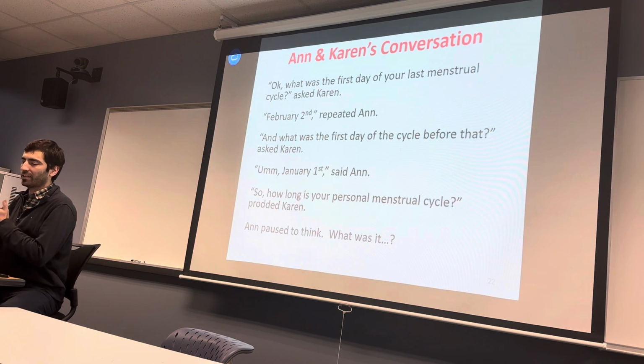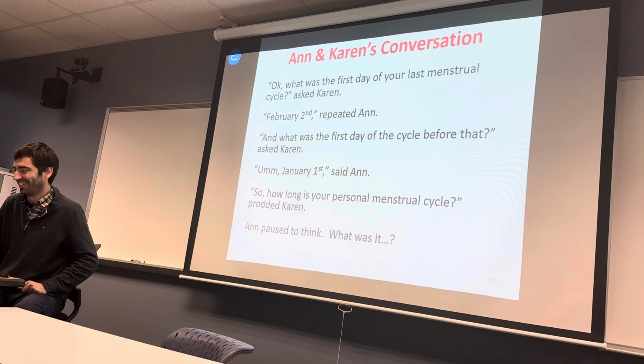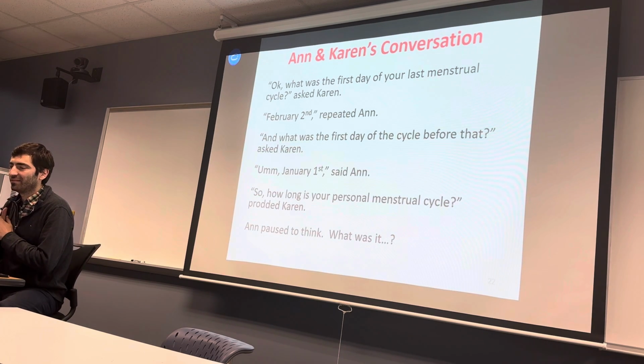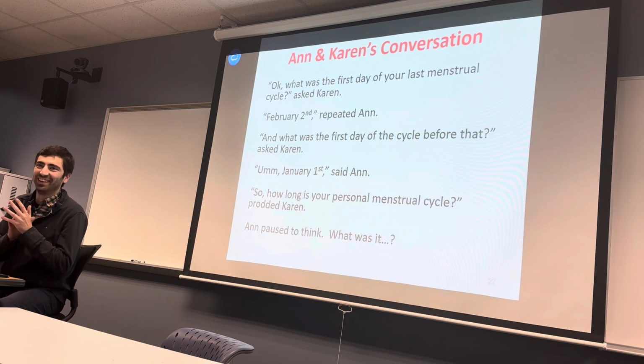So how long is your personal menstrual cycle? Anne pauses to think. So can anyone do that math? First day was February 2nd. Wouldn't that be like a month? Yeah, it's like a month. How many days in January? 31.